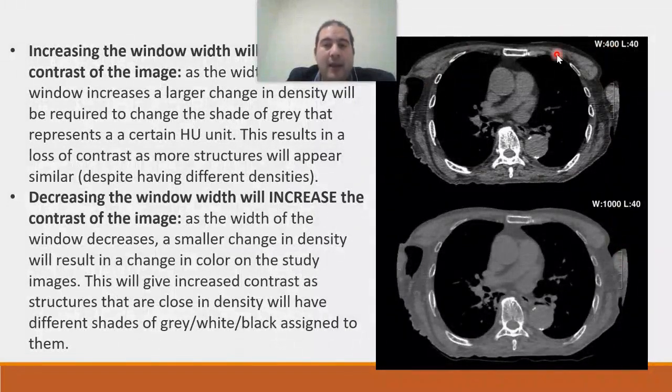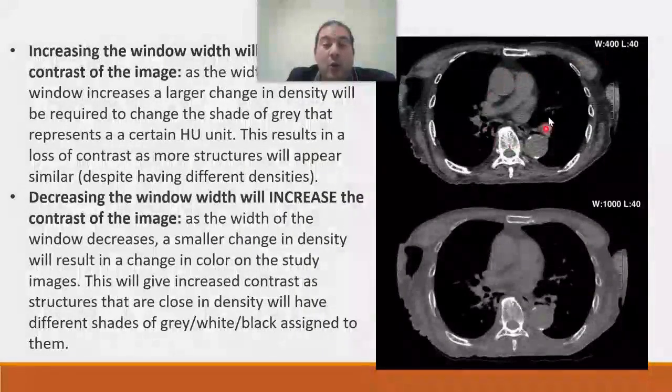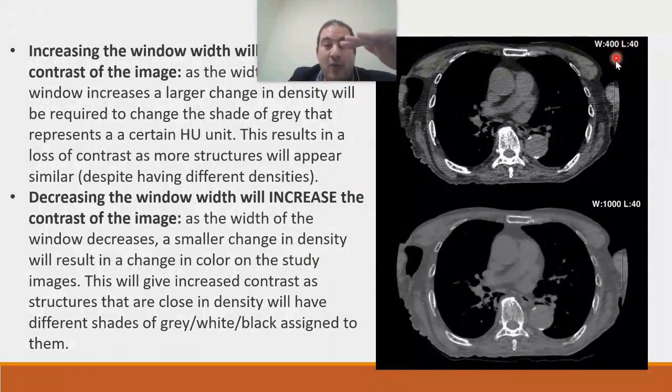For example, this is a mediastinum. Now you see the window level of 40, which represents the CT number of the soft tissue present in this area, and 400 is its contrast. So what is 400? It is around the 40, which is my center, the center in the middle.